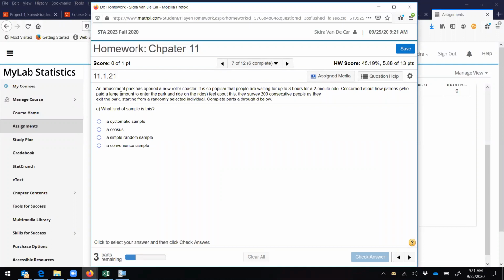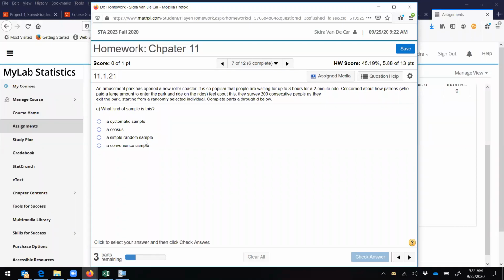All right. An amusement park has opened a new roller coaster. It is so popular that people are waiting up to 3 hours for a 2-minute ride. Concerned about how patrons who paid a large amount to enter the park and ride on the bus feel about this, they surveyed 200 consecutive people as they exit the park, starting from a randomly selected individual. What kind of sample is this?